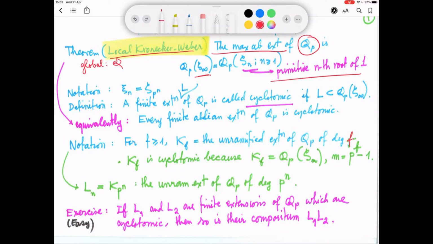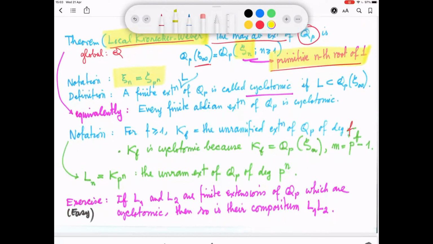So here is some notation. Zeta n is a primitive nth root of 1. And then psi n is going to be zeta p to the n, so it's a primitive p to the nth root of unity.